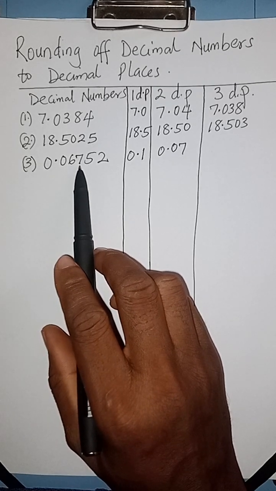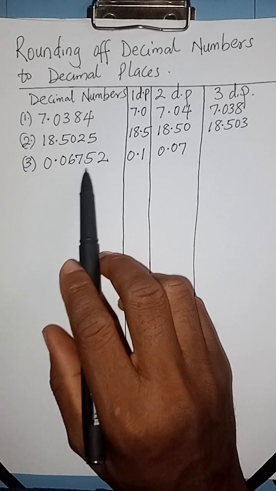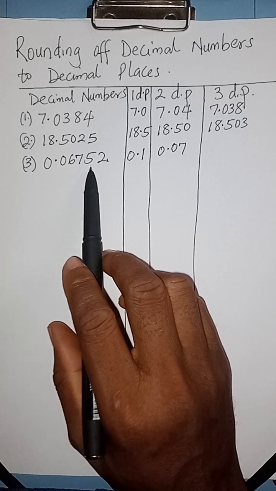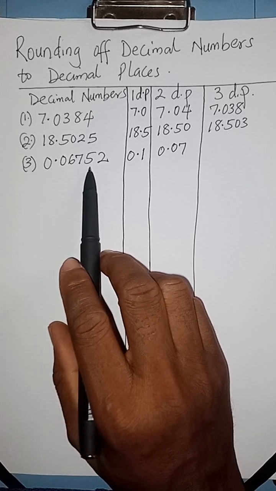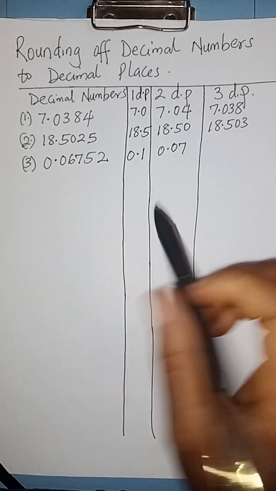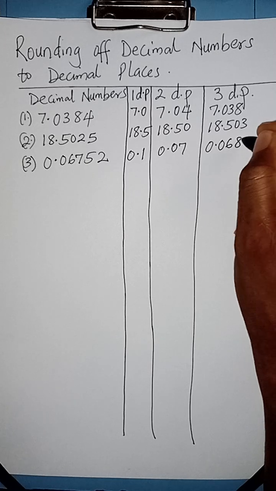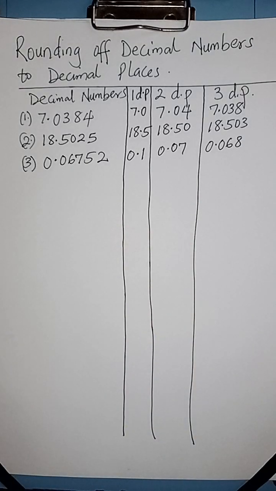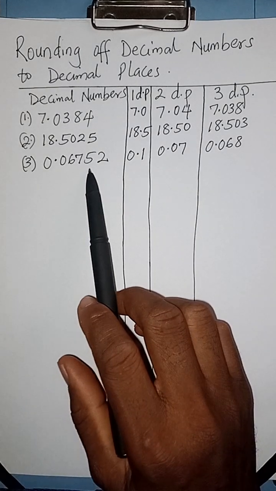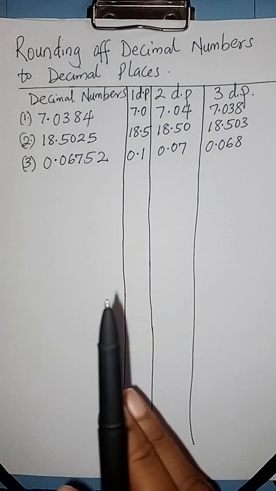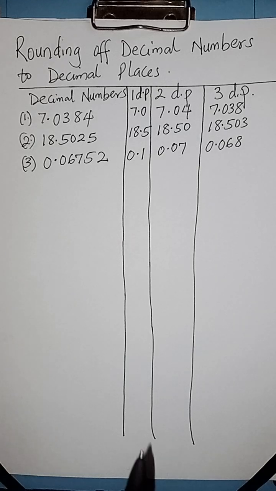But before I write the 7, I had to check the digit after 7. It's 5. It tells you you're rounding up, by adding 1 to 7, and so that becomes 0.068. So to round up, the digits must be from 5 to 9. To round down, it must be from 0 to 4.